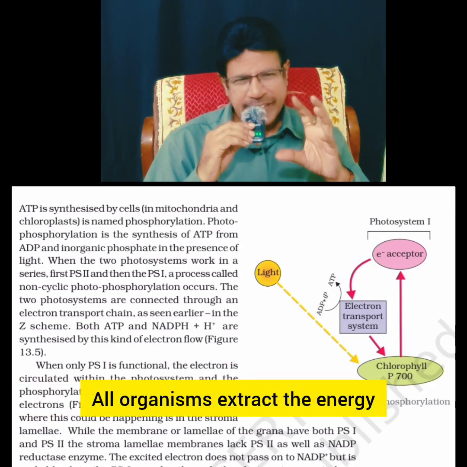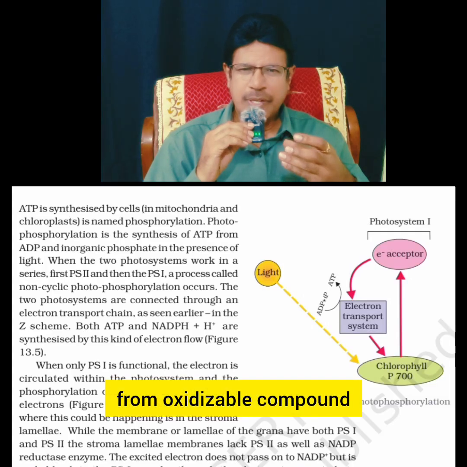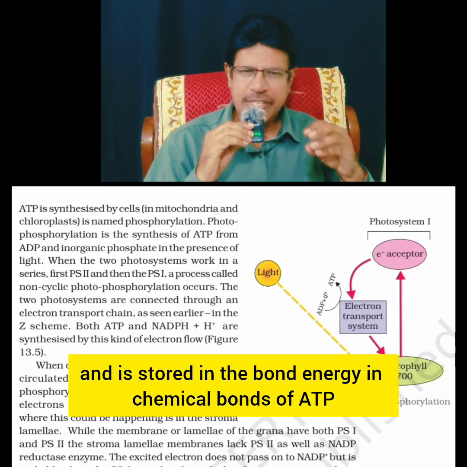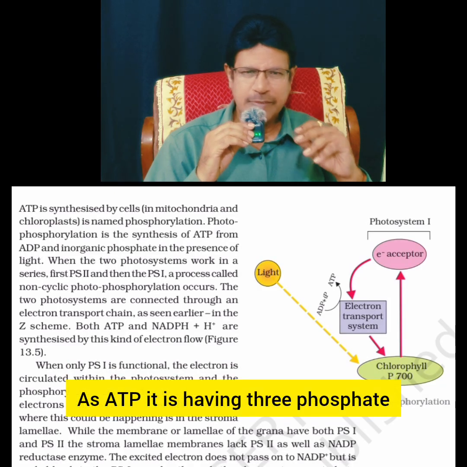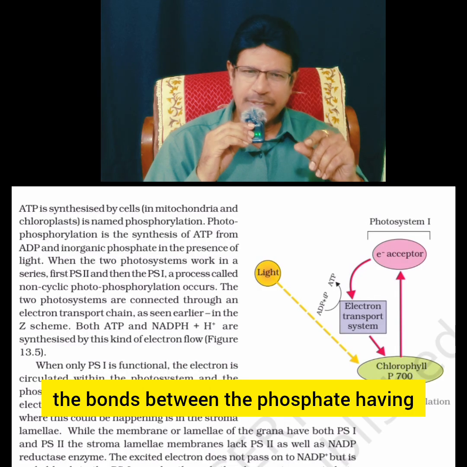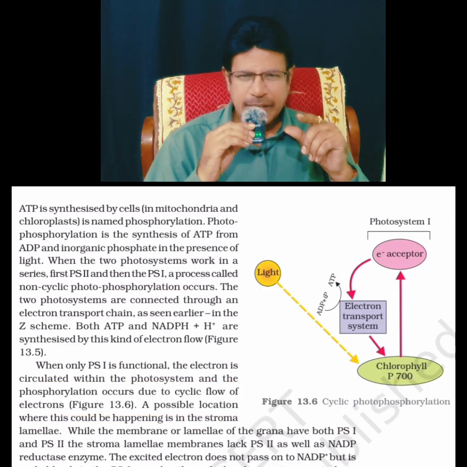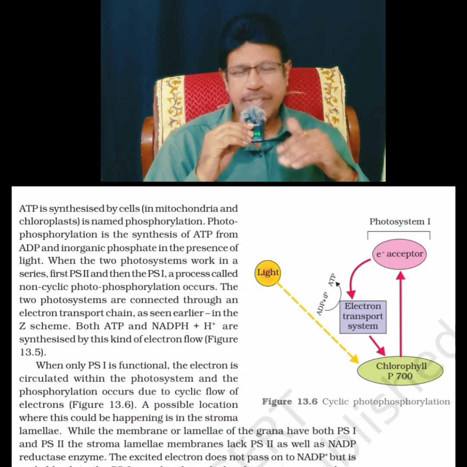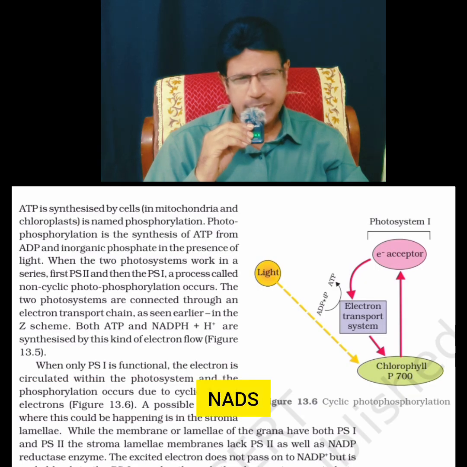All organisms extract the energy from oxidizable compounds and store it in the chemical bonds of ATP. ATP has 3 phosphates, and the bonds between the phosphates hold the energy, so it is stored in chemical bonds of ATP. What are oxidizable substances? Generally, oxidizable substances are glucose, NADH and FADH2.